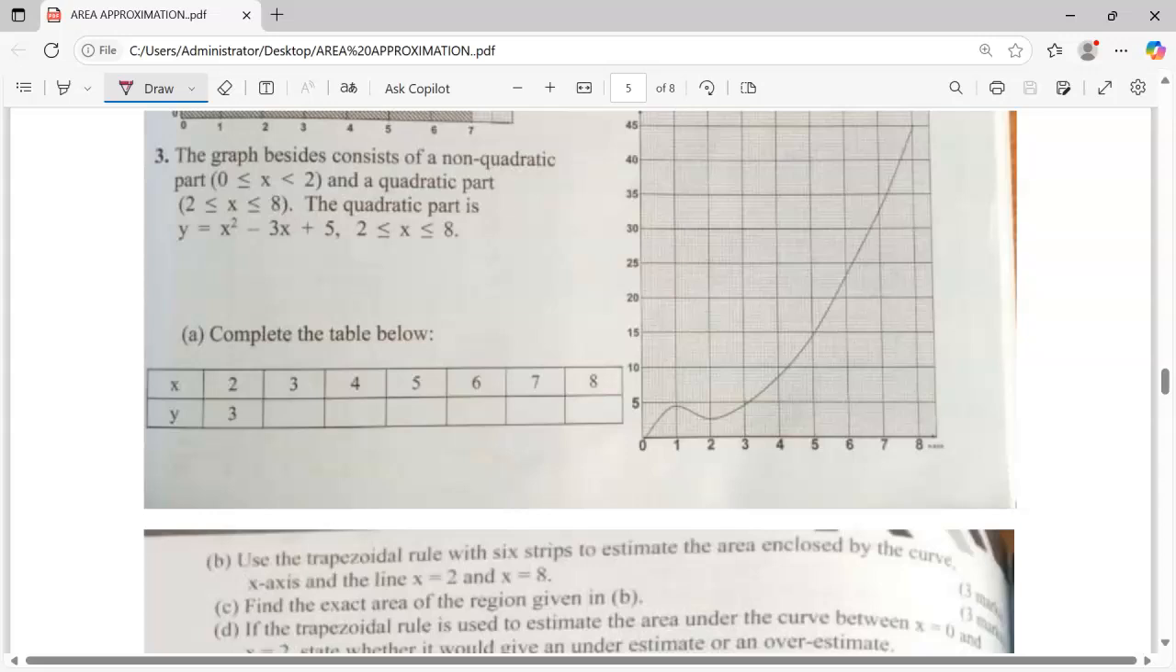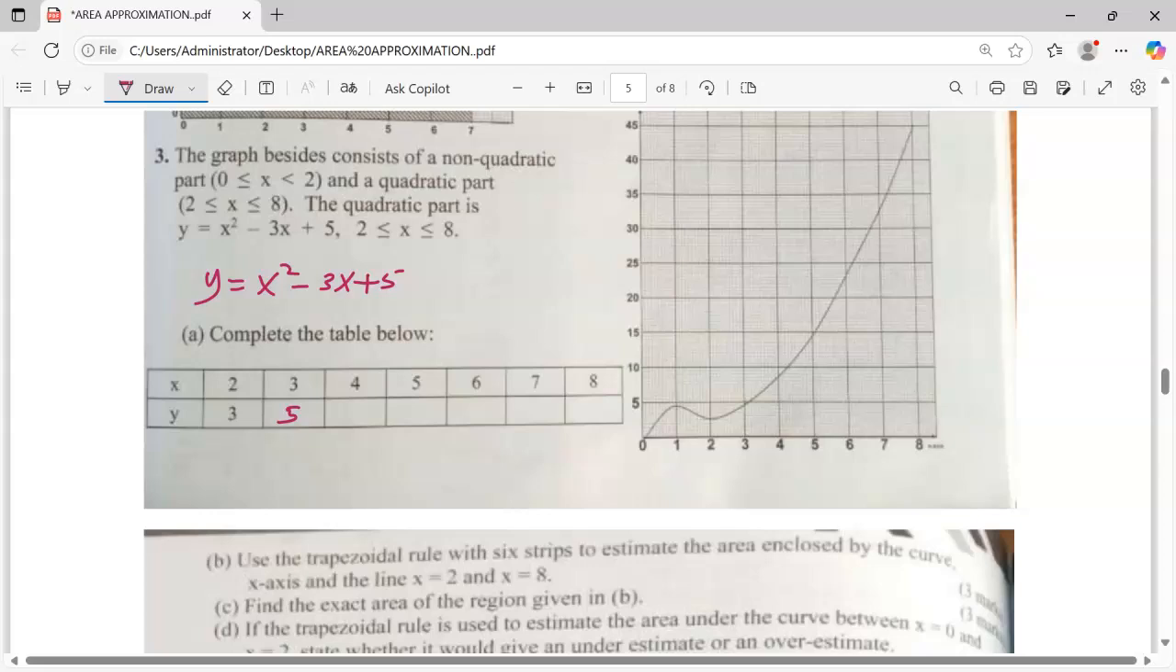Complete the table below. Given the quadratic part of the equation y equals x squared minus 3x plus 5, we can use the values of x to complete the table by getting the values of y. When the value of x is positive 2, the value of y is 3, and when the value of y is 3, you take 3 squared minus 3 times 3 plus 5, and this one is going to give us 5.